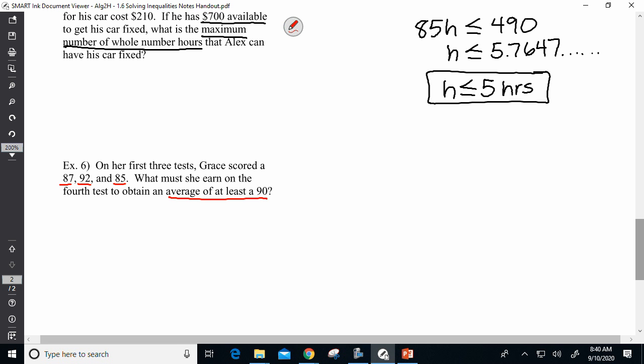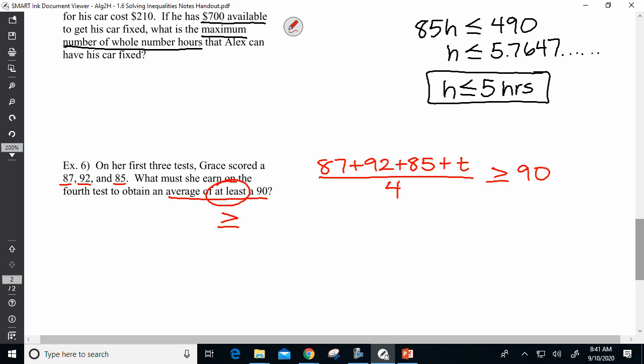Of course, for an average, add up all the tests and divide by however many tests you had. We have 87 plus 92 plus 85 plus whatever that 4th test is going to be, divided by 4. There are 4 tests now. You want this number to be at least, which means greater than or equal to 90. You either want a 90 or higher. So now we've got a setup. Questions before we continue?